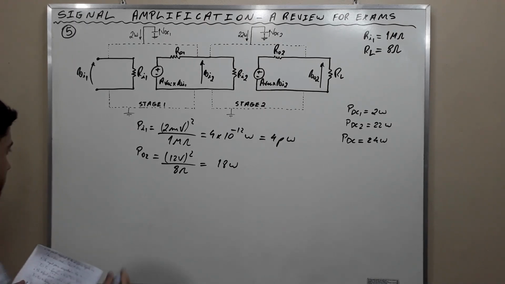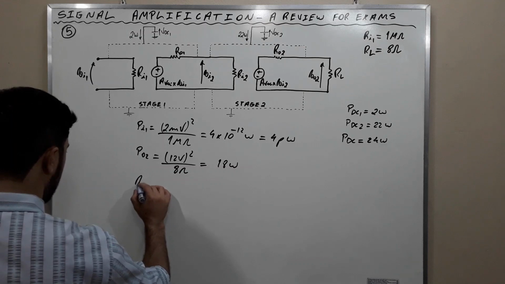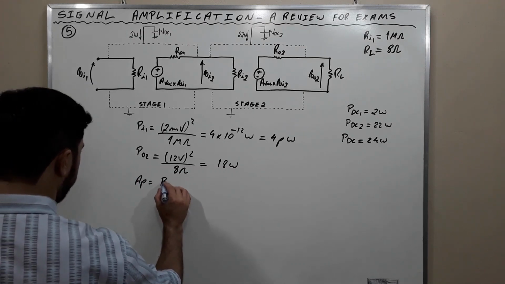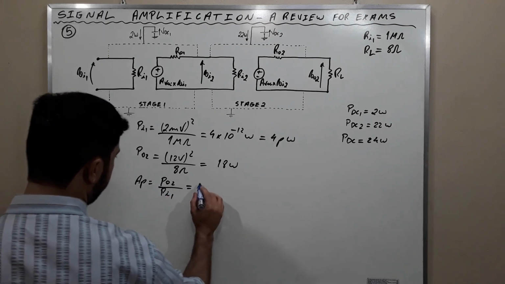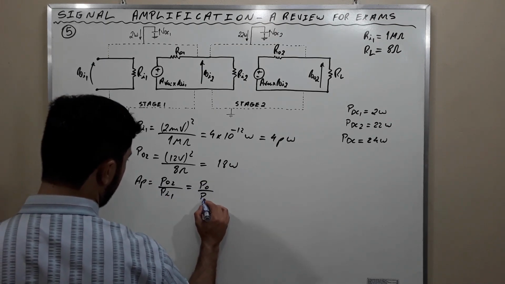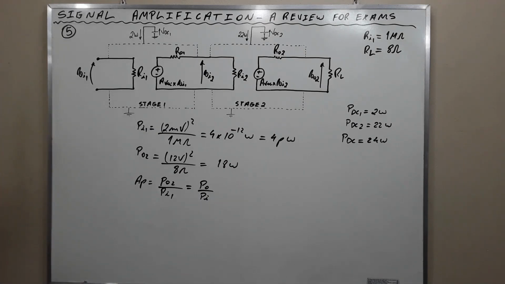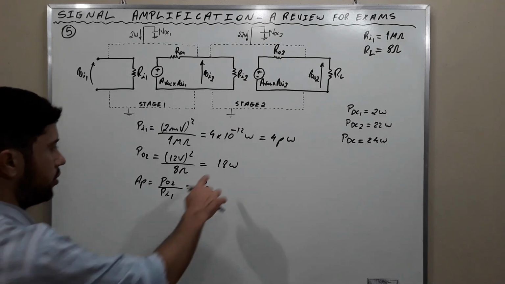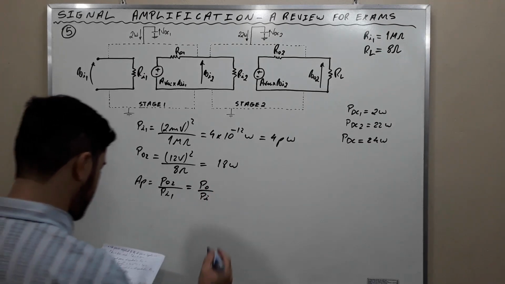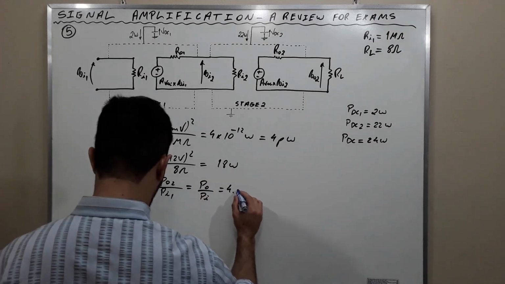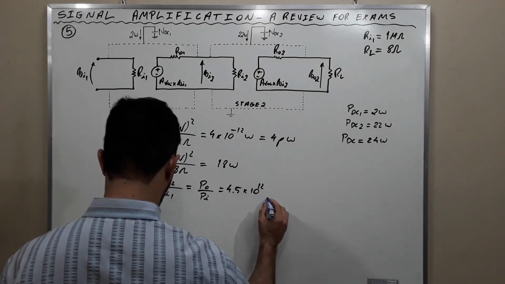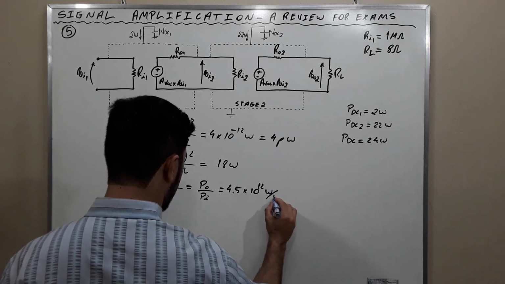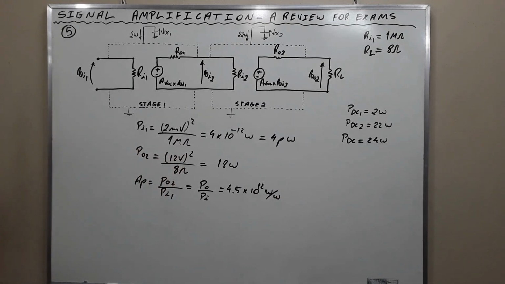The power gain AP is going to be PO2 divided by PI1, or if you prefer, simply PO over PI, which is equal to this divided by this, which is 4.5 times 10 to the 12th power watts per watt. Okay, a very big power gain.